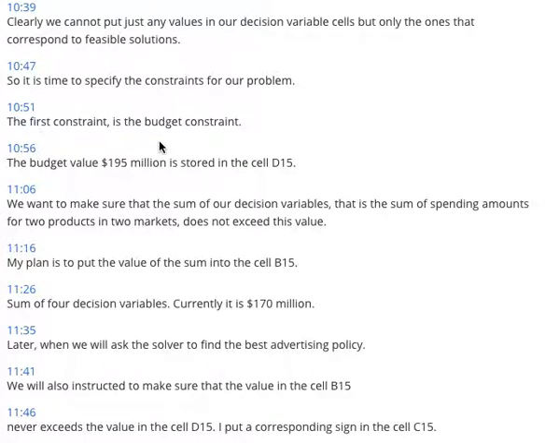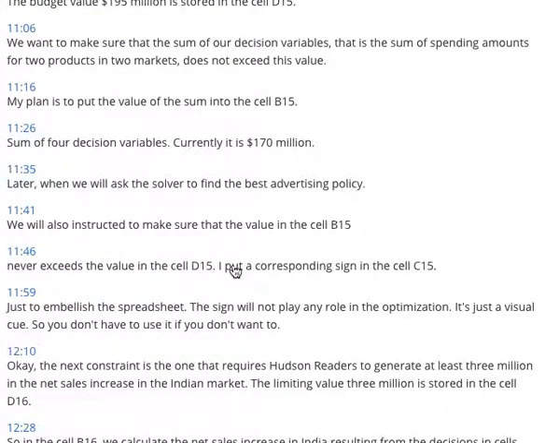The first constraint is a budget constraint. The budget value of 195 million is stored in the cell D15. We want to make sure the sum of the decision variables, that is the sum of the spending amounts for the products in the market, does not exceed this value. My plan is to put the value of the sum of our four decision variables into B15. Currently it is 130 million.